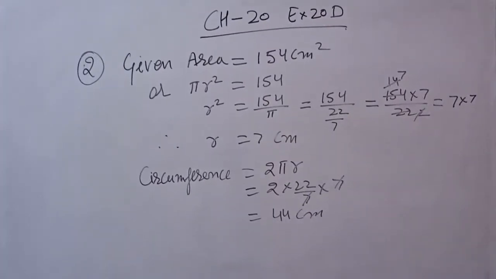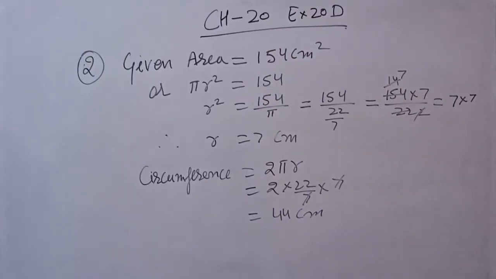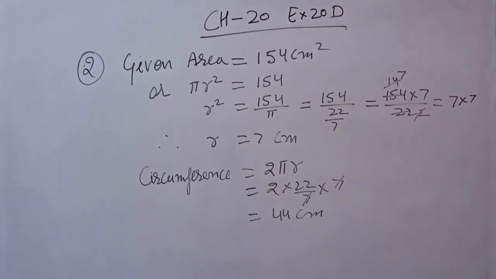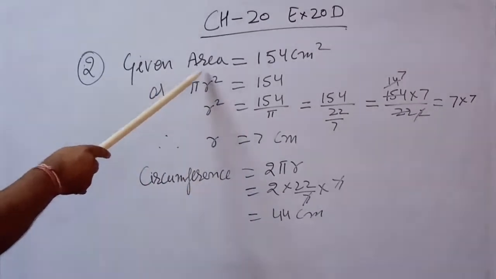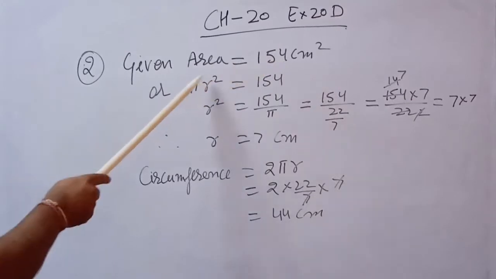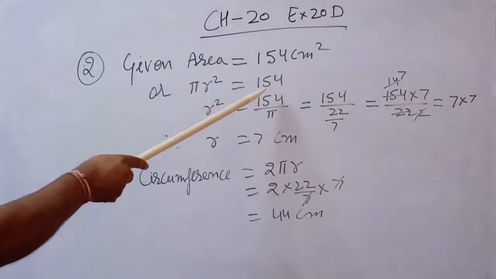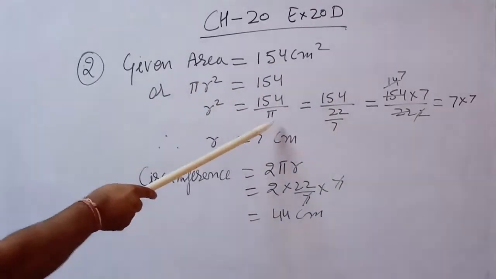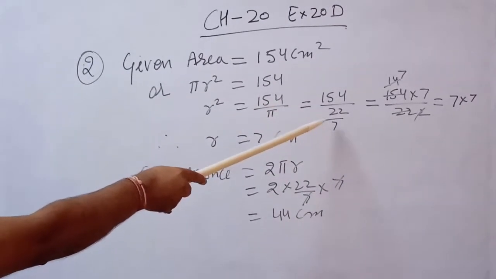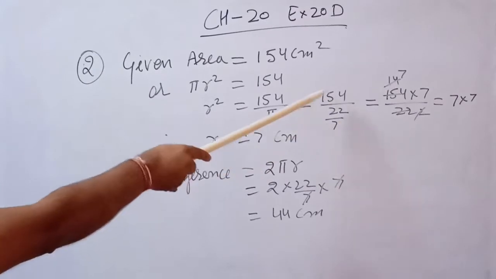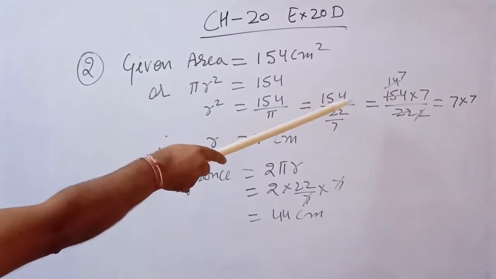Children, I am taking question number 2. First part I am going to take. Given area equal to 154 centimeter square. The area of the circle is given as 154 centimeter square, and we have to find the radius and the circumference. So here we will write area equal to 154 centimeter square. Area, you know, is pi r square, that is 154. r square equals 154 divided by pi. Put the value of pi, that is 22/7. 7 will go in the numerator and multiply with 154.